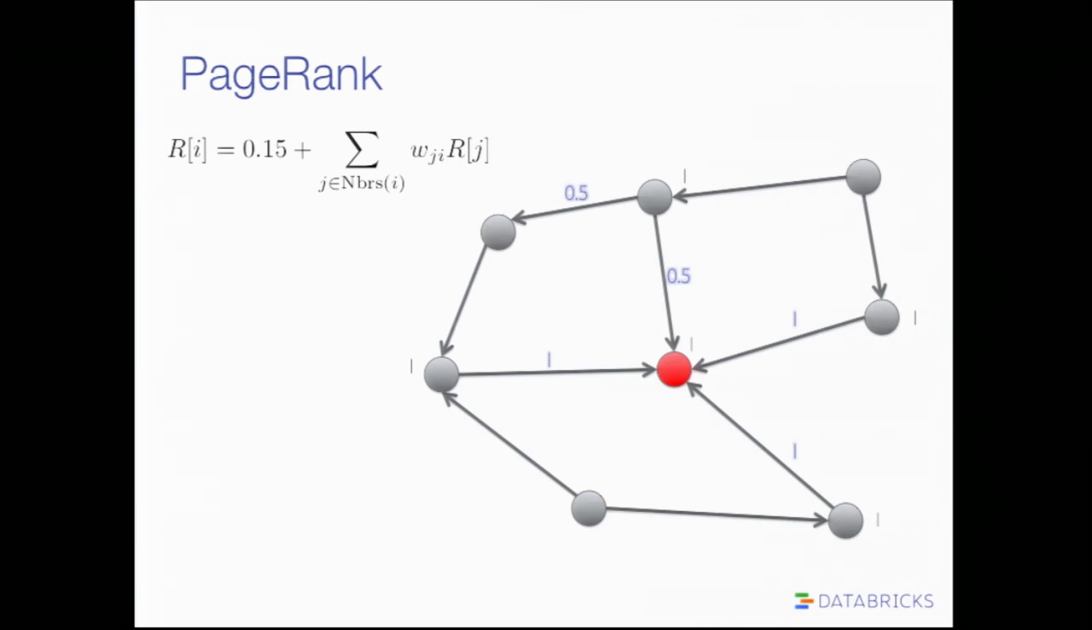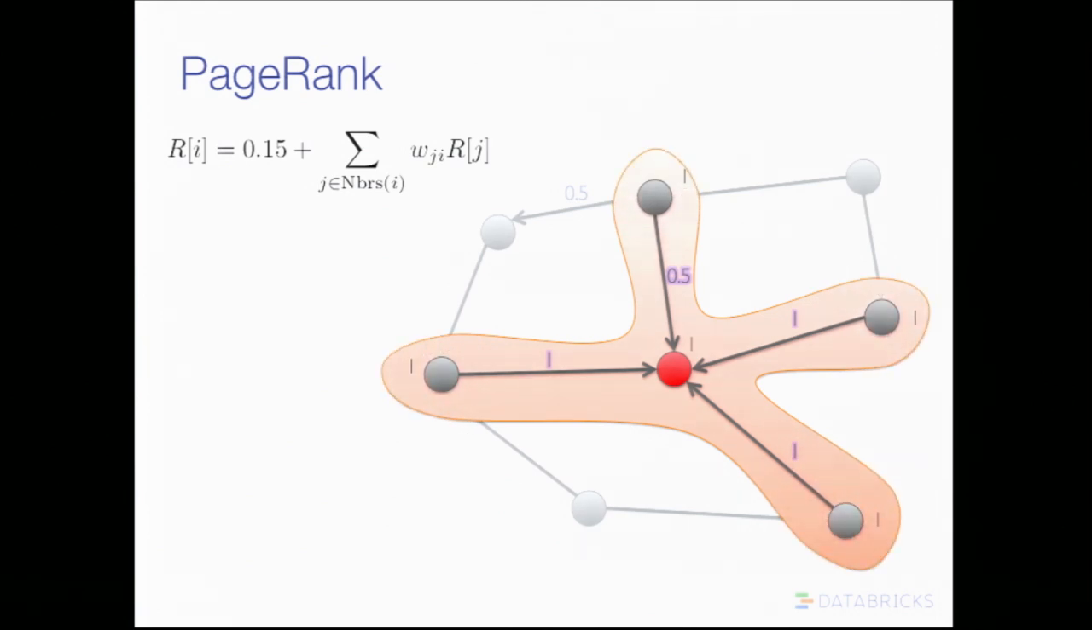Here, each edge is first of all weighted inversely by the out degree of its originating vertex, which ensures fairness. And the update operation looks at the neighborhood of the red vertex, for example, and performs the weighted sum, which yields the new PageRank. So it went from 1 to 3.65. And the same operation occurs in parallel at all the other vertices as well.